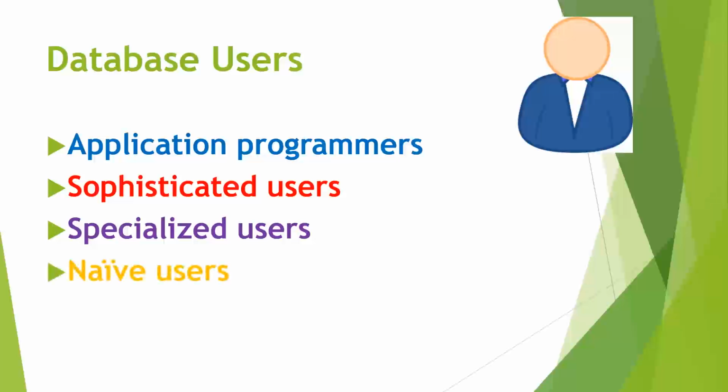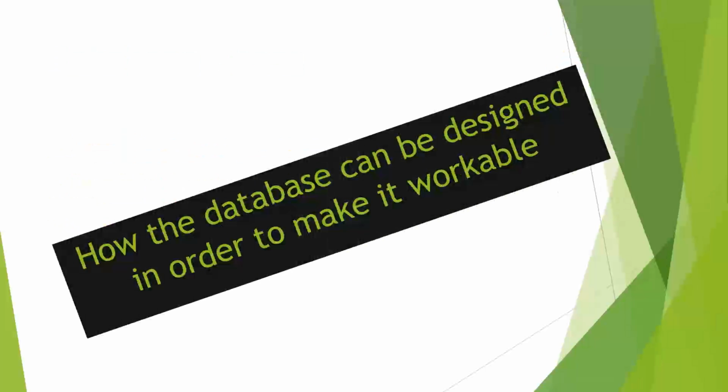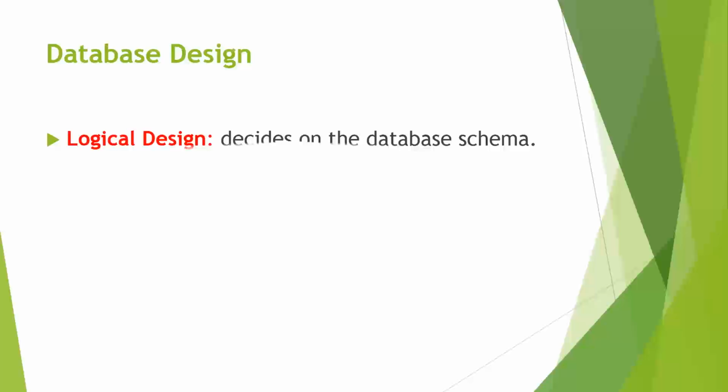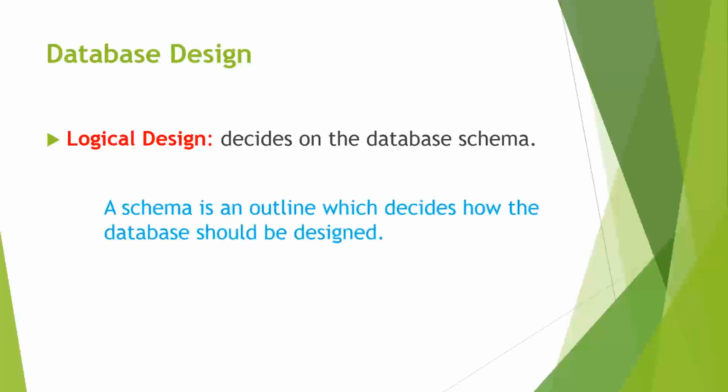Since we have defined the users and the databases the users can use, let's talk about how a database can be designed in order to make it workable. The process of designing the general structure of the database is known as database design. Logical design decides on the database schema. Database design requires that we find a good collection of relation schemas. A schema is an outline which decides how the database should be designed.